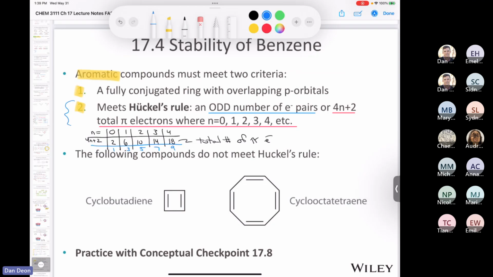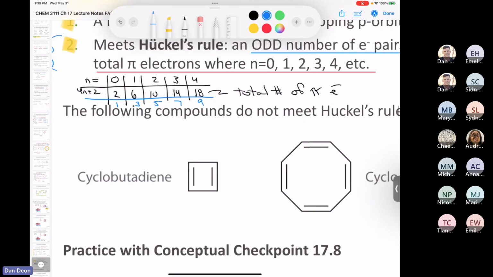So now, if we look at cyclobutadiene, I'm going to ask you a question. What is the hybridization of every single carbon in cyclobutadiene? What's the hybridization of all of them? sp2, right? You're all 100% correct. So all carbons are sp2. So what does that mean? They all have an unhybridized p orbital.